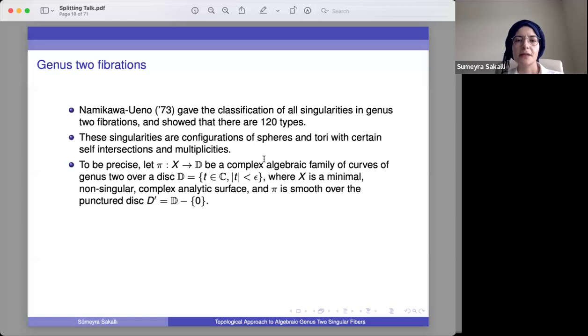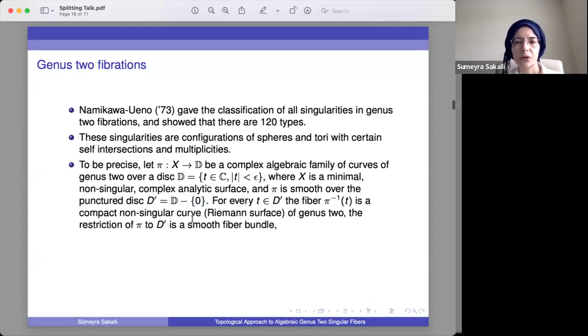And let me be a bit more precise here. Let's say you have some map. It is a complex algebraic family of curves, basically. In your X, you have such a family of curves of genus 2 over some small disk in C. And your X, the total space, is a minimal non-singular complex analytic surface. And the map pi is smooth over the punctured disk. Away from the origin, it is just smooth, so you have a fiber bundle, basically. For every point that you take on your punctured disk, the fiber upstairs is a compact non-singular curve, which is a Riemann surface of genus 2.